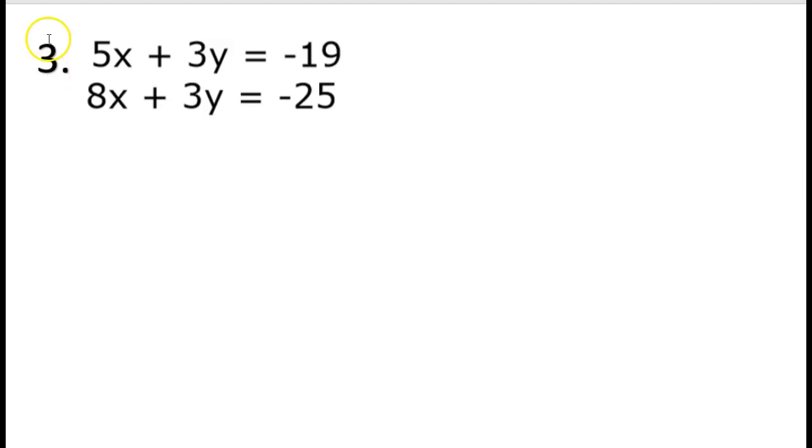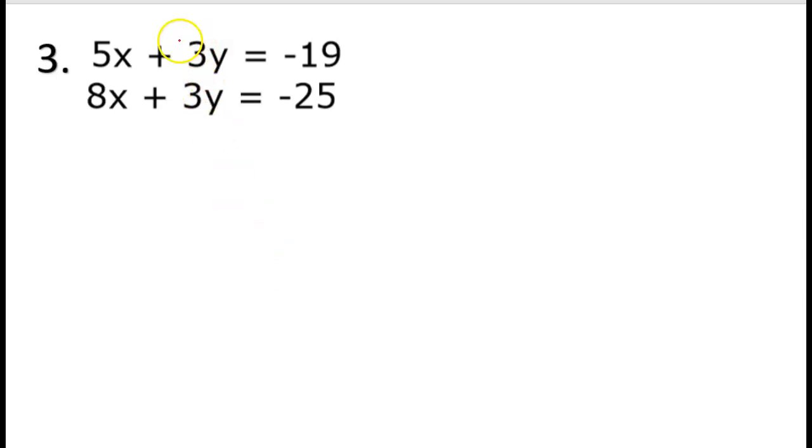Okay. Is everything lined up in this problem? Do I have my x's lined up and my y's lined up and my numbers lined up? Everything's lined up. But is anything going to cancel out? Nothing would cancel out because I don't have a positive and negative of the same number. Because of the numbers in this problem, it will be easier to cancel out the y.